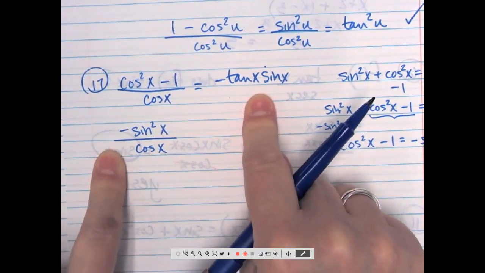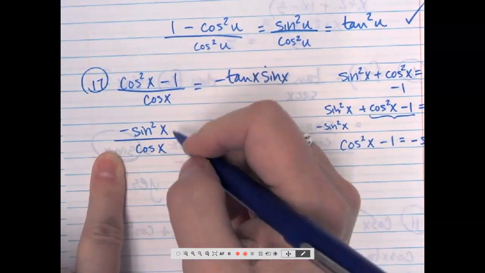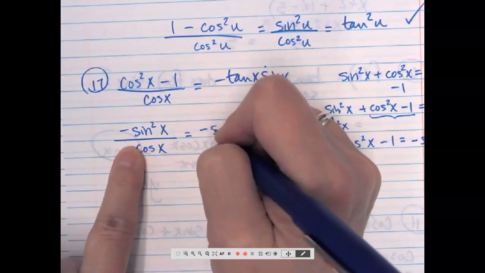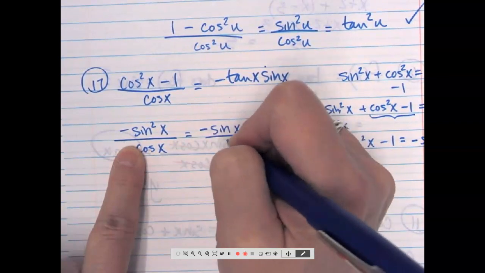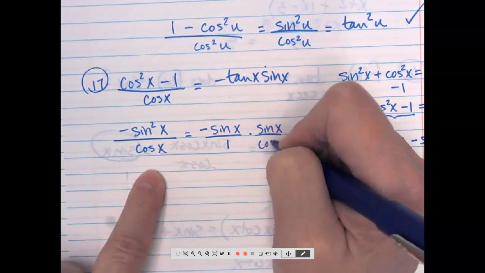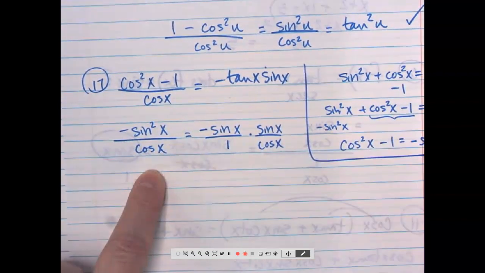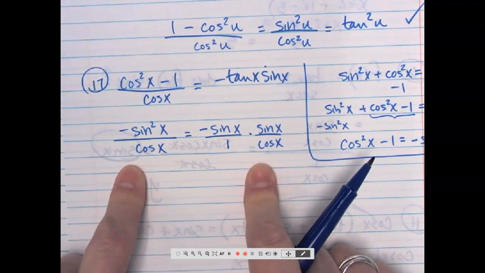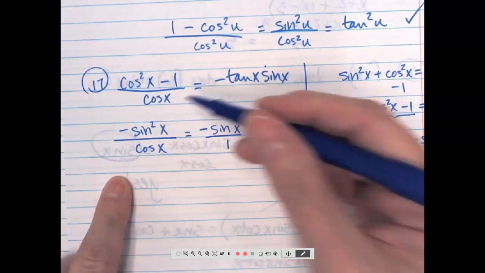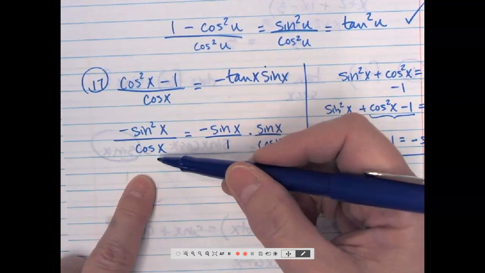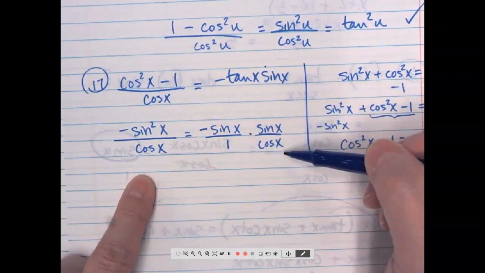Negative tangent times sine. So how we're going to get there is I'm going to say this is negative sine over 1 times sine over cosine. Look at that and see if you can tell what I did. Broke it apart into two fractions. I have a negative sine squared. That's equal to negative sine times sine. I just have a cosine here. That's equal to 1 times cosine.